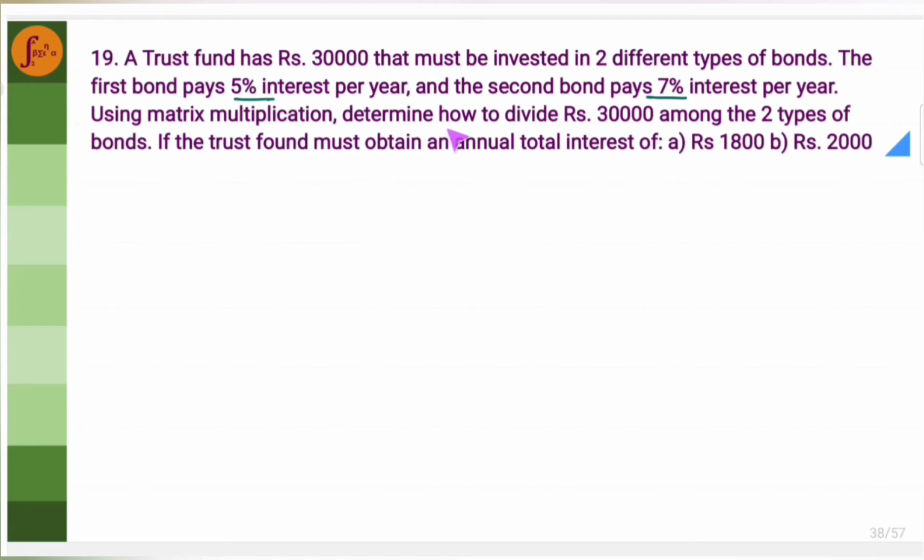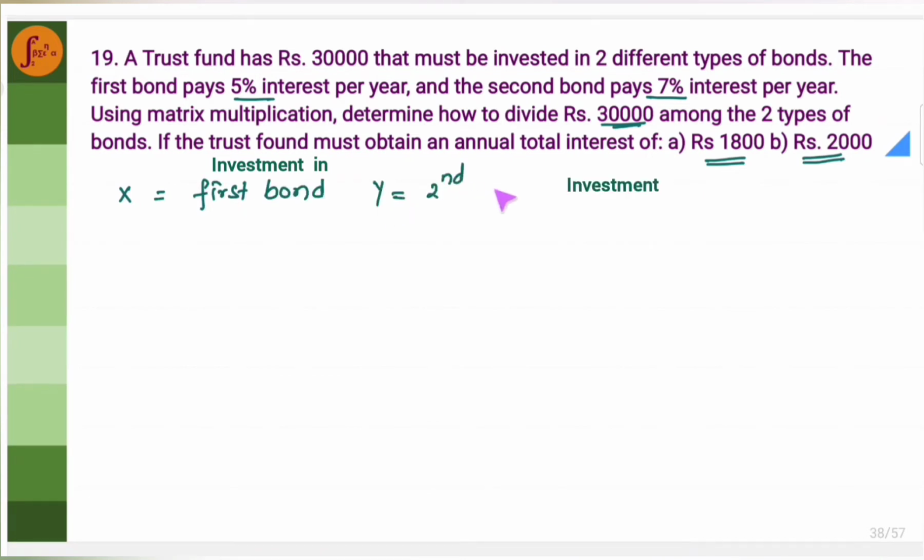So now we'll have to find out what portion of 30,000 rupees is put into bond 1 and the second bond to get 1,800 as the total interest. And the second case is to get 2,000 rupees as the total interest. How should we split this 30,000 rupees between the two bonds? First, let's assume that X is the investment in the first bond and Y is the investment in the second bond. So total investment in X and Y is 30,000. So X plus Y is 30,000.